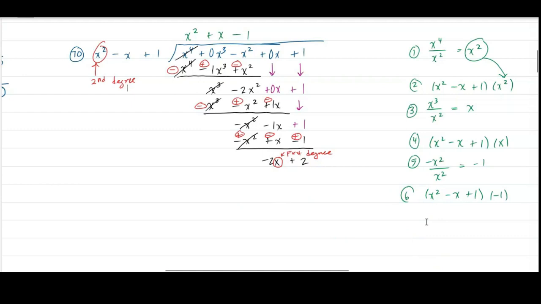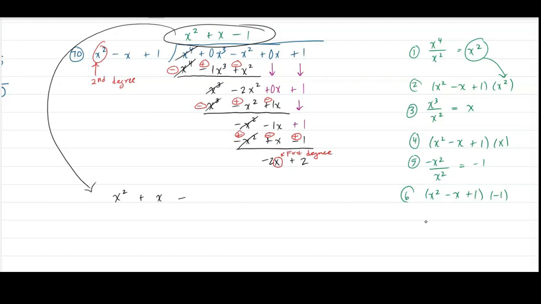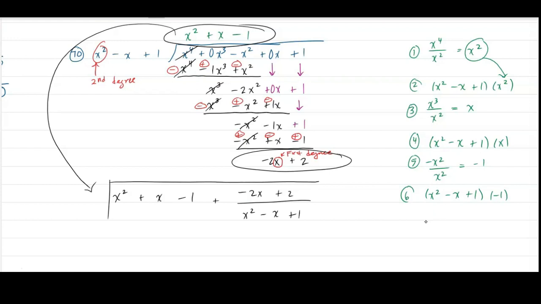And so let's go ahead and write out the final answer. Remember, it all starts off with this. That is our biggest result. So you start off with x squared plus x minus 1. And now let's talk about the remainder. The remainder is negative 2x plus 2, and it's divided by the divisor, which is x squared minus x plus 1. So that right there is the final answer.